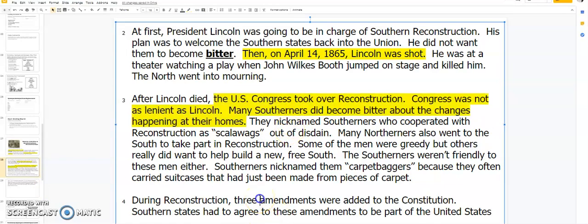They nicknamed Southerners who cooperated with Reconstruction as scallywags out of disdain. So, I think that's important. Southerners who cooperated with Reconstruction were referred to as scallywags.